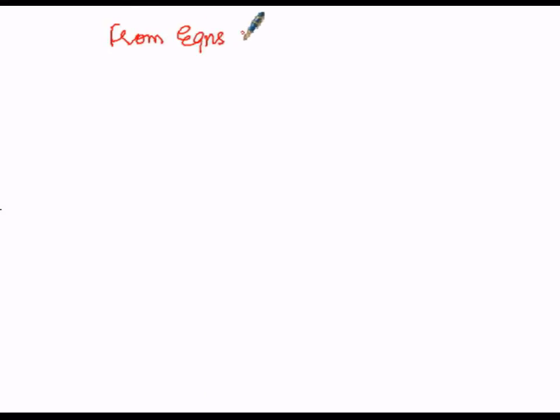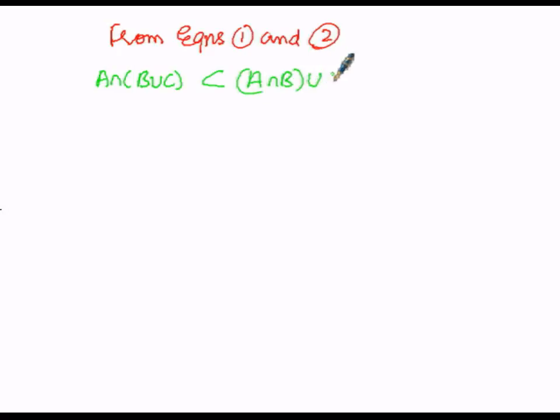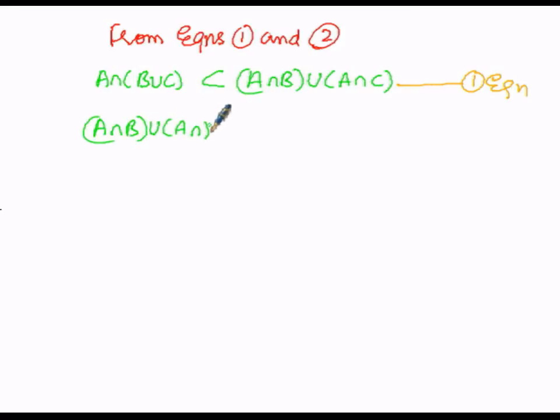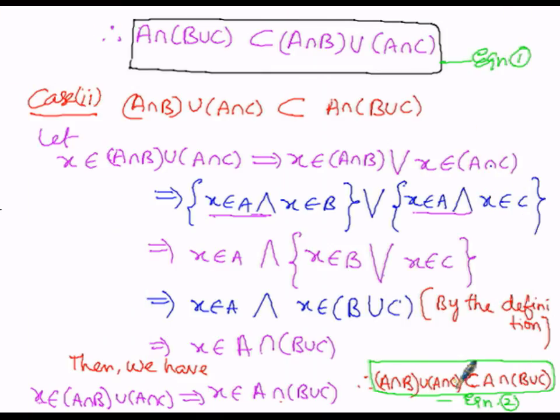From equations 1 and 2: the first equation is A intersection of B union C is the subset of A intersection B union A intersection C. This is equation number 1. The second equation is A intersection B union A intersection C is a subset of A intersection of B union C, which is the second equation. So here the first equation is the reverse of the second.